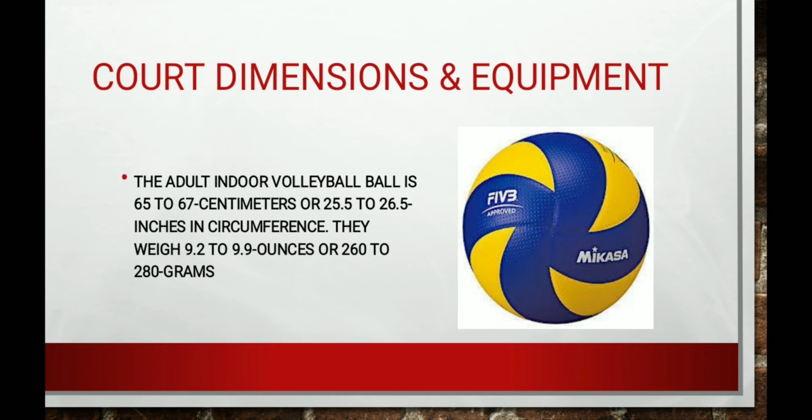The third one is the ball. Volleyballs are round and traditionally consist of 18 nearly rectangular panels of synthetic or genuine leather arranged in 6 identical sections of 3 panels each wrapped around a bladder. The adult indoor volleyball is 65 to 67 centimeters or 25.5 to 26.5 inches in circumference. They weigh 9.2 to 9.9 ounces or 260 to 280 grams.